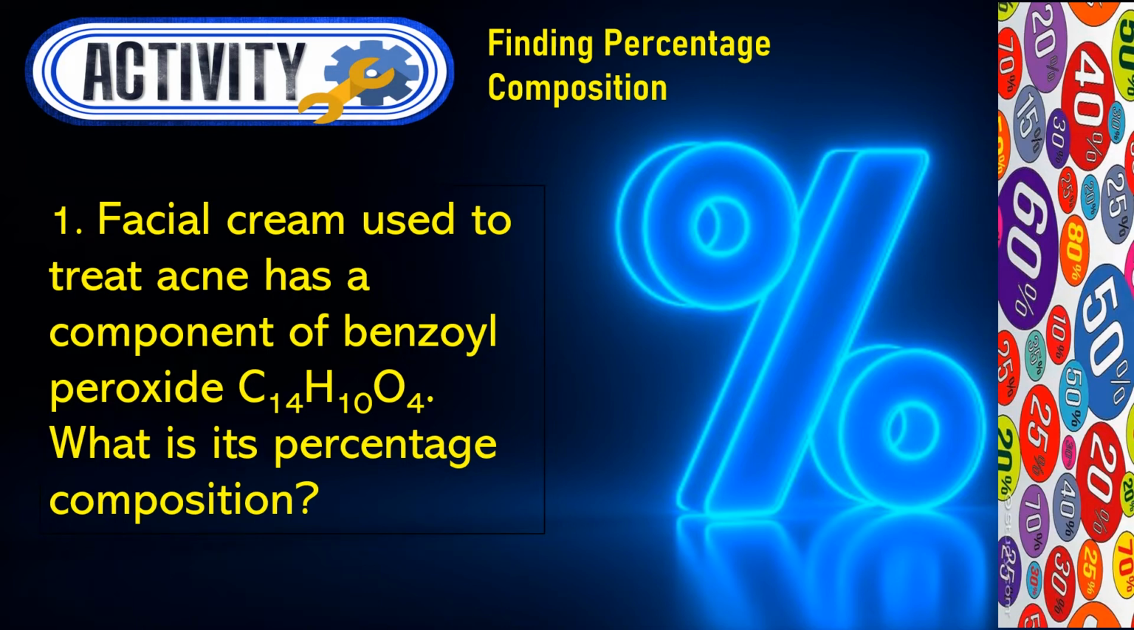Let's have this activity. Finding percentage composition. I want you to solve the problem scientifically by showing the complete solution. Write your answer on a separate sheet of paper. Question number 1. Facial cream used to treat acne has a component of benzoyl peroxide, C14H10O4. What is its percentage composition? You can pause the video while doing this task.